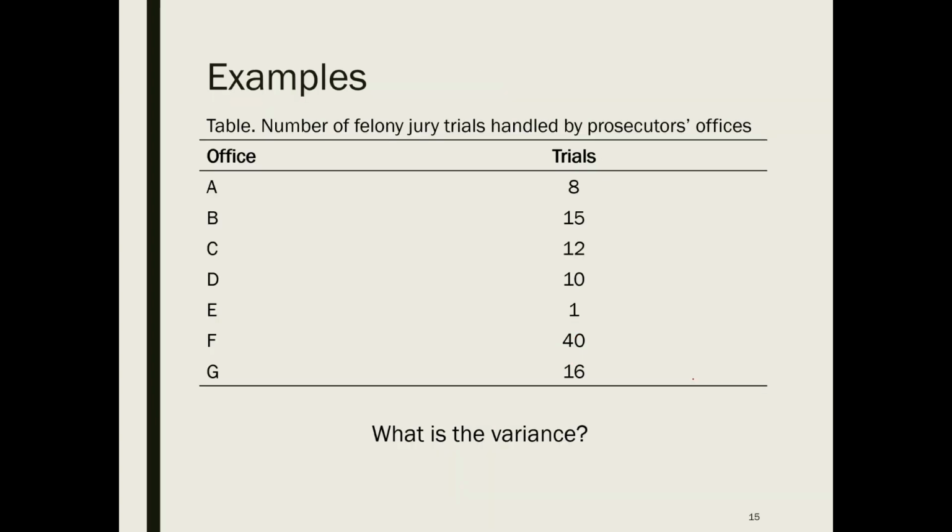So here's the example. How do we calculate the variance here? Let's say the table shows the number of felony jury trials handled by the prosecutor's office. We have 7 offices, and each office has different trials. Some of the offices are really busy, like office F. It has 40. Some of the offices are not so busy, like they only have 1. So what is the variance?